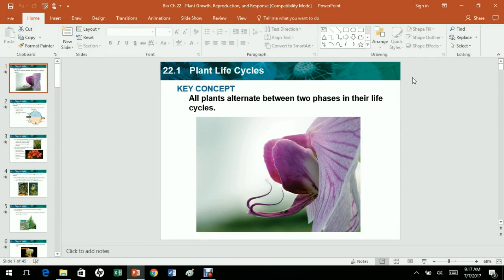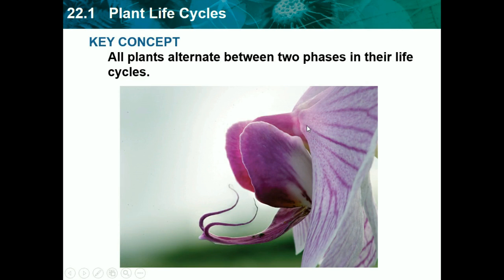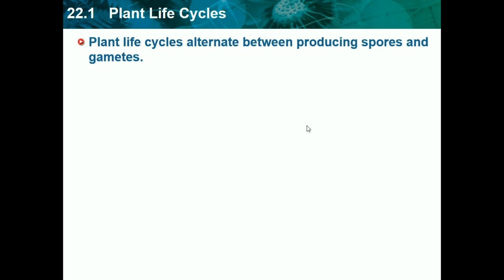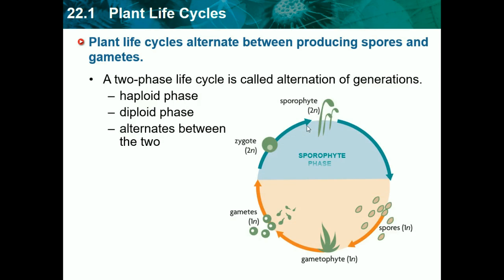Today we're going to be doing chapter 22, which is plant growth, reproduction, and response. So we'll start at lesson 1, which is plant life cycles. Our key concept is all plants alternate between two phases in their life cycles. Plant life cycles alternate between producing spores and gametes. A two-phase life cycle is called an alternation of generations. So we have the haploid phase, and then we have the diploid phase, and then it alternates between the two.